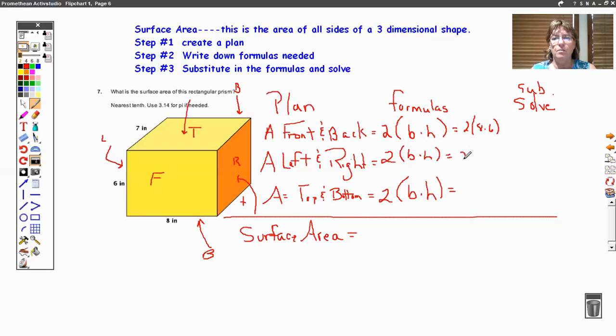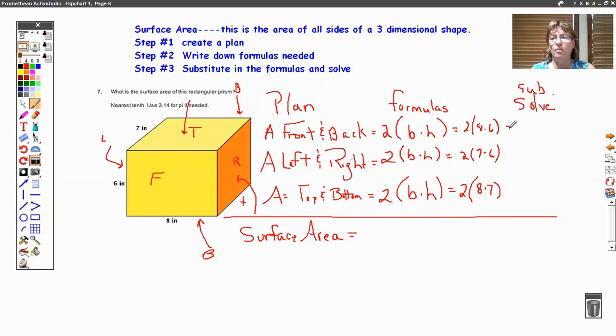The next one, remember there's 2 of them, and it's the left and the right. Okay, so in order to get the base, it's the same as this, which is the same as this, which is the same as this. So it's going to be 7 times the height, which is here, which is the same as the height here, which is 6. And then the last one's the top and the bottom. Well, there's 2 of them, so it's going to be 2 times base times height. Well, here's the base right here, and the base is the same as this. So that's 8. And then the height is right here, and that's 7.